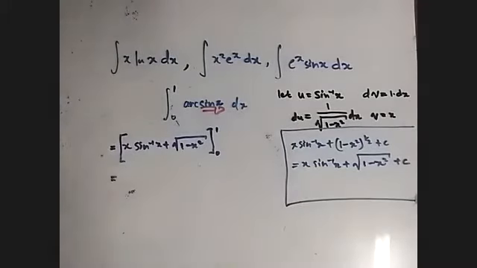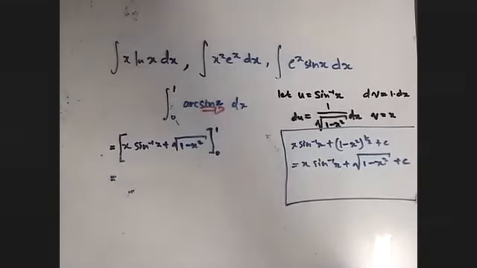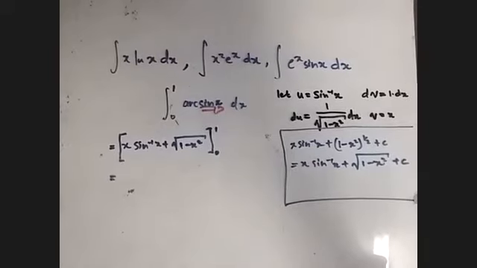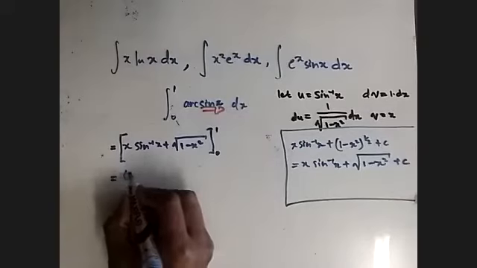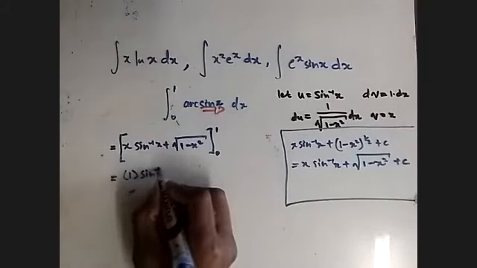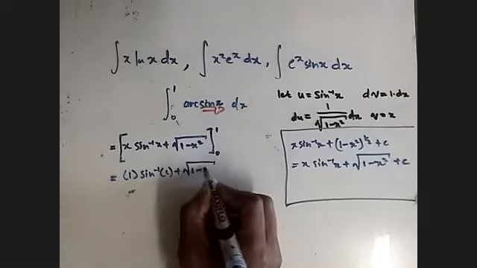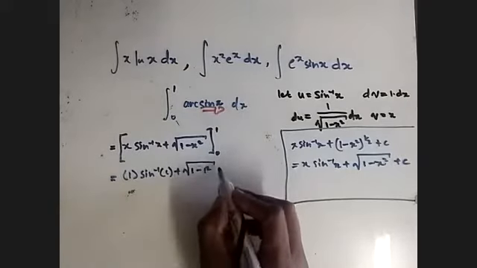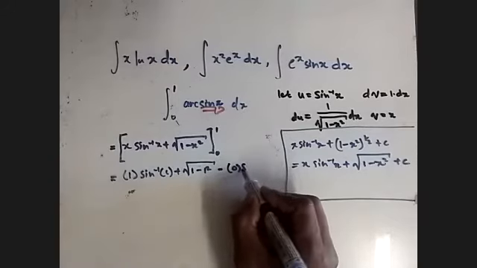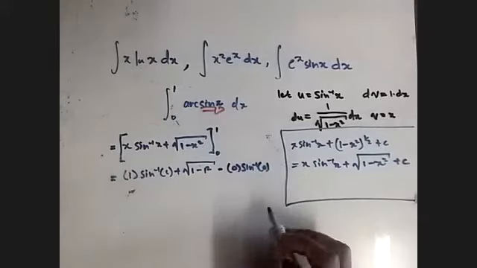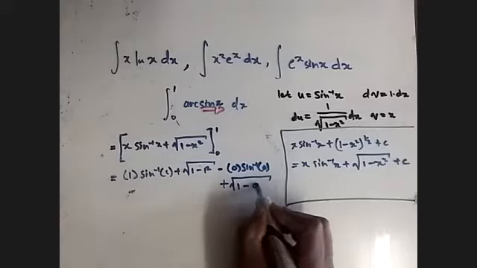So what we're going to have is, we're only starting with the upper limit of integration, okay? Only start with the upper limit of integration. When we start with the upper limit of integration, that means 1, arcsine 1 plus the square root of 1 minus 1 squared, okay? And then I'm going to say minus 0, arcsine 0, plus the square root of 1 minus 0 squared.